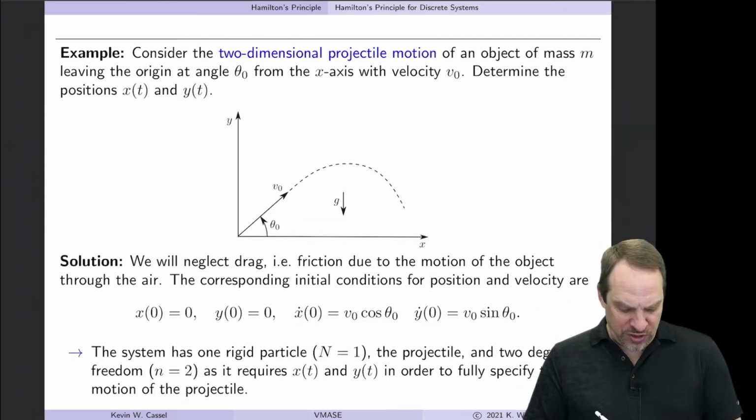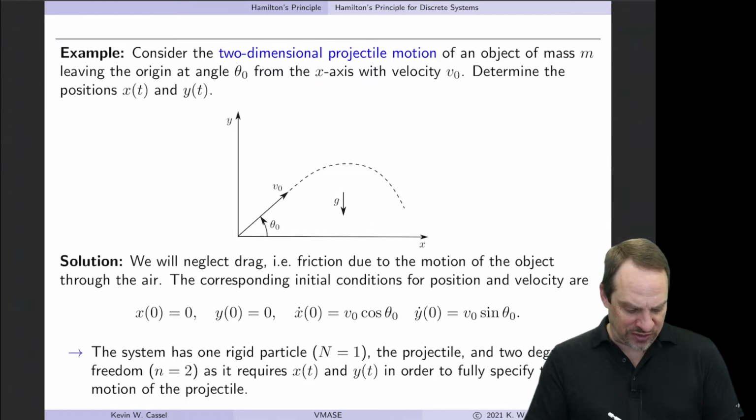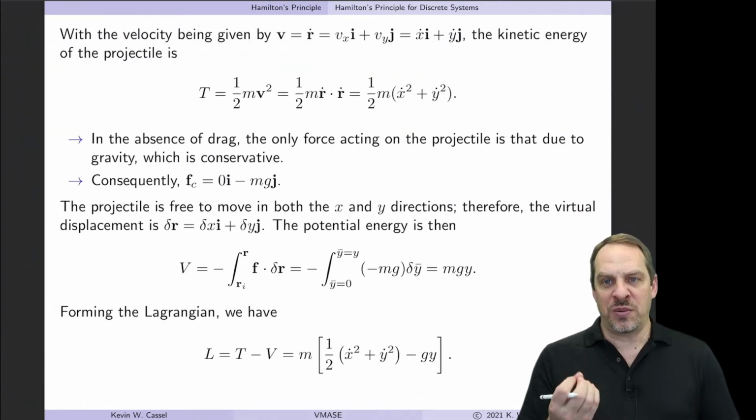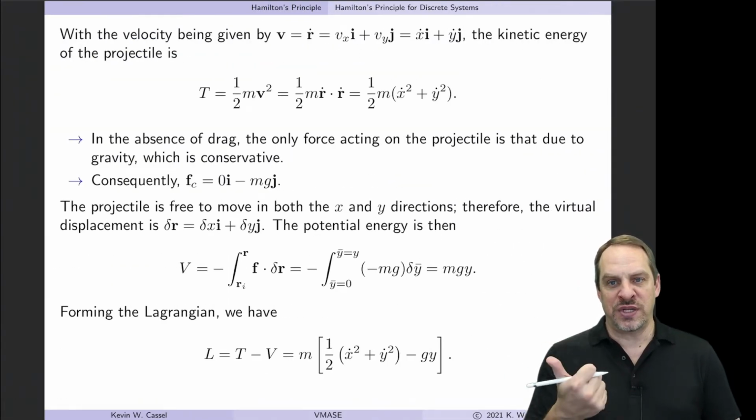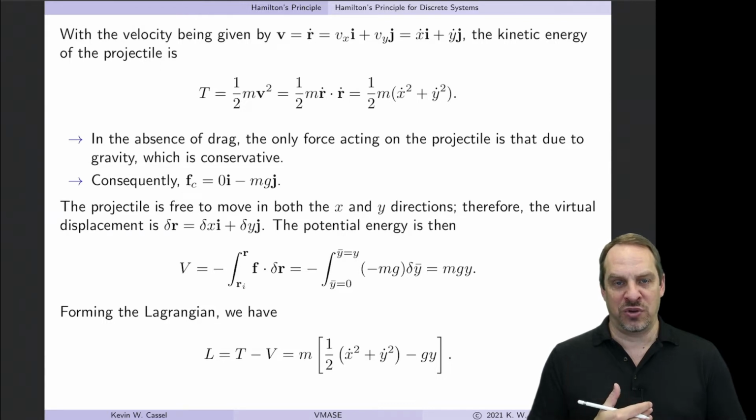So we have one particle, one rigid particle, so capital N is 1, and we have 2 Cartesian coordinate directions, x and y. So big N is 1, and little n is 2. Again, 2 degrees of freedom. So when we do these problems, the first step is to form the T and the V. In other words, to get the Lagrangian in Hamilton's principle. Once we get the Lagrangian, the rest of it's pretty much plug and chug to get the corresponding Euler equations.